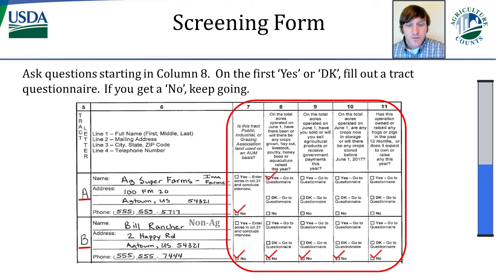If the respondent answers no to any one question, they should continue being asked the screening questions in order until they get their first yes or they answer no to all of the screening questions.